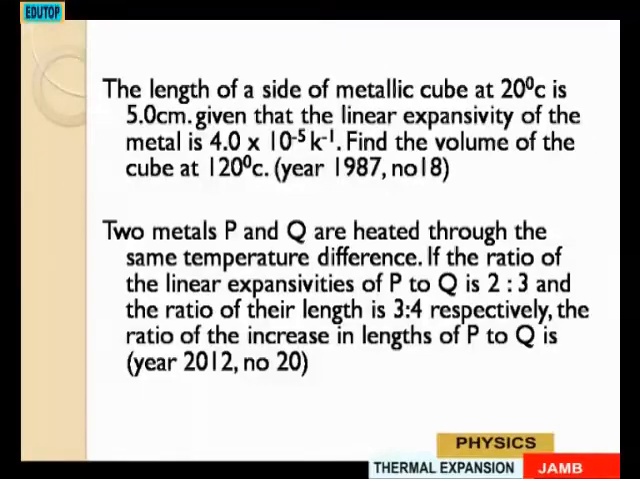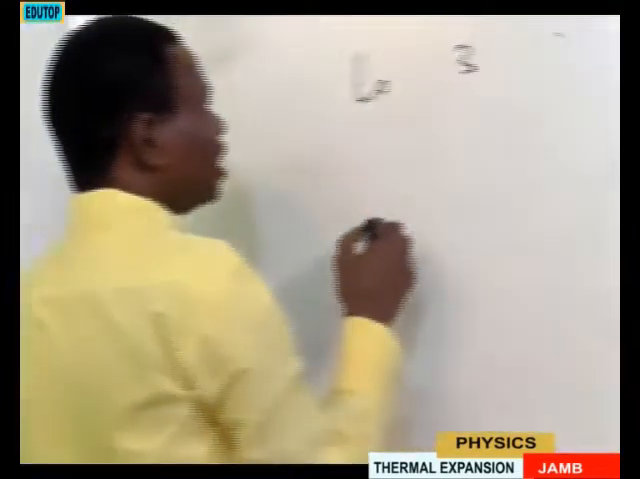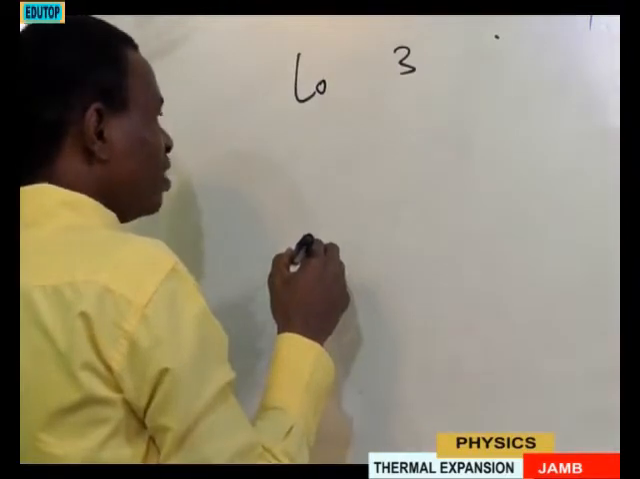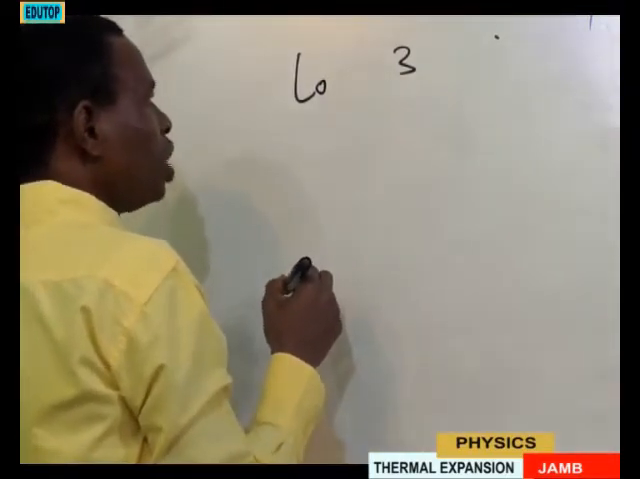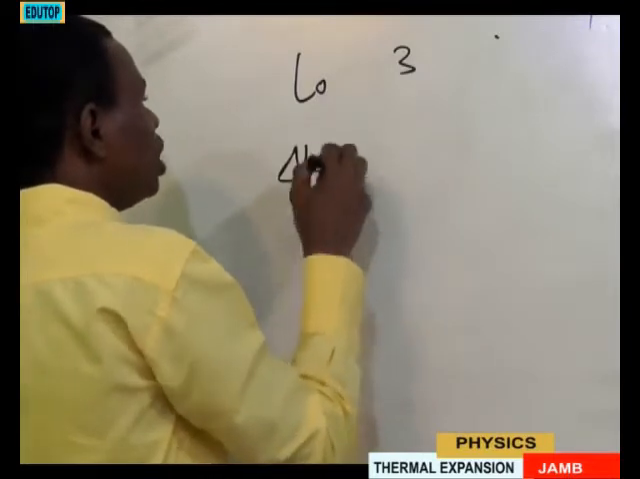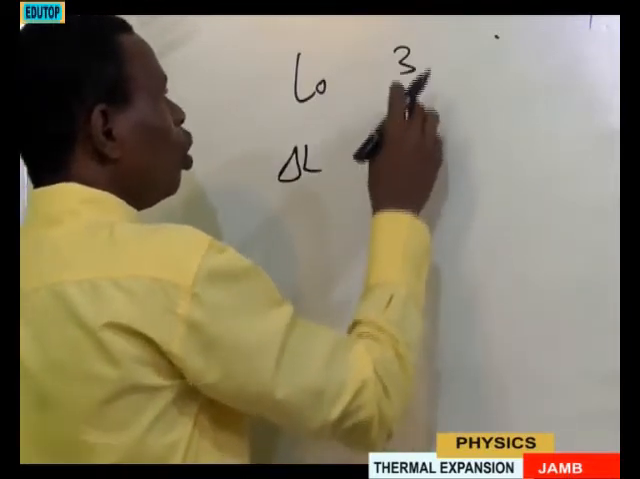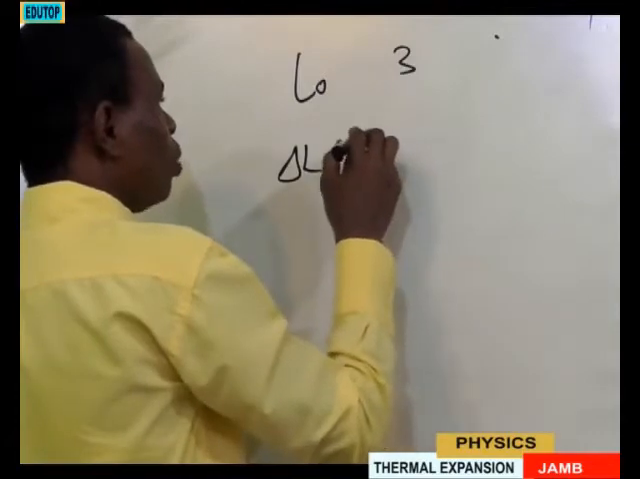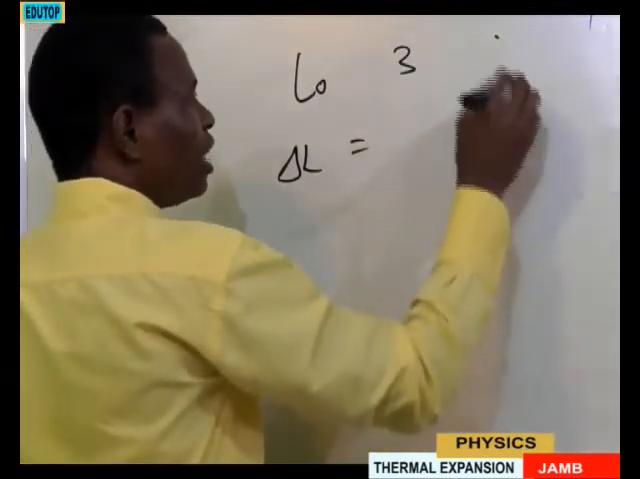To Q, that means what you are given here is original length. What is going to be the increase in length or change in length? What is going to be the value? So their change in length will be equal to what is going to be. So that is where we are going to have our value in terms of ratio.